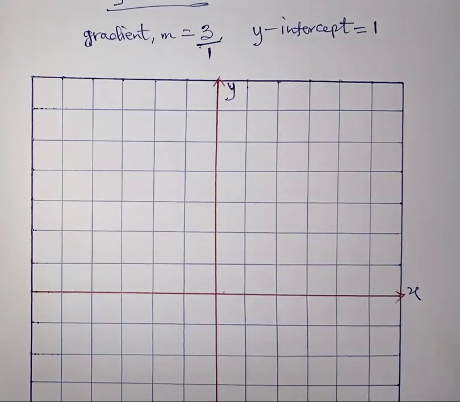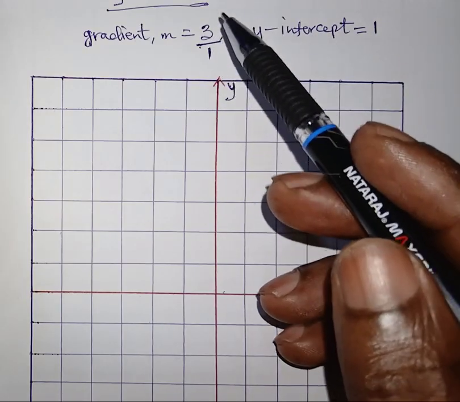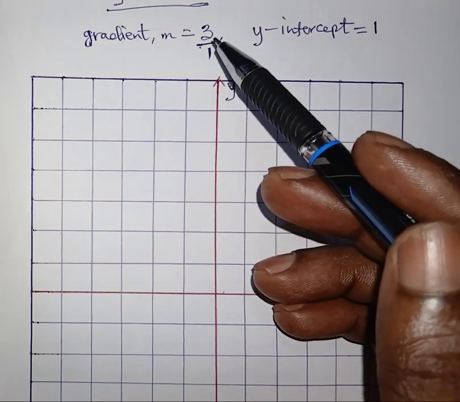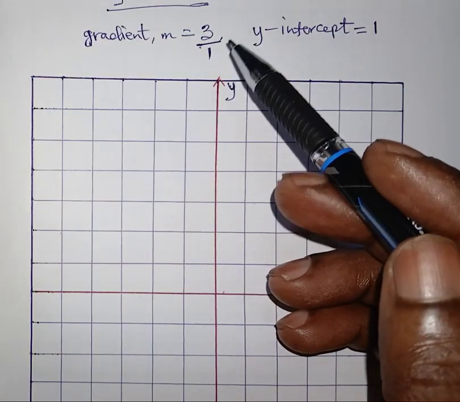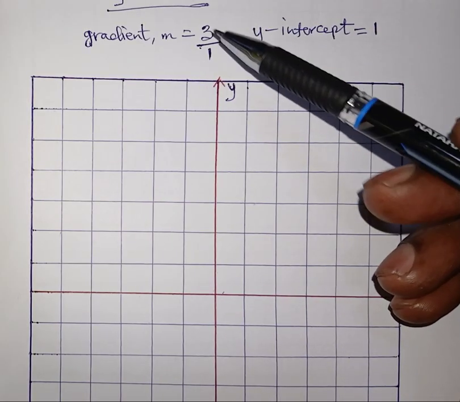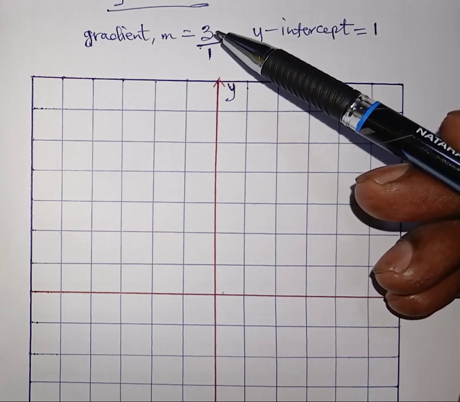Now anytime you are drawing the graph, you need to know that it should be in a fraction form. Okay, and once this is not in a fraction form, then we have to make it one fraction by dividing it by 1. So what this means is that if you take this, it is the gradient. Okay, now you see that this 3 is also positive.